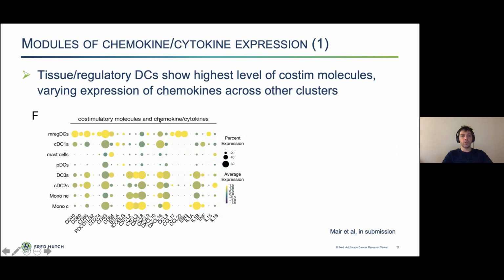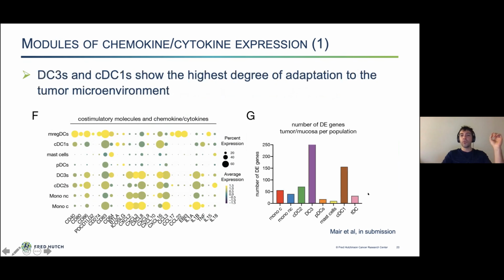So it really seems to be that all these different subsets are having very specific functions, which is maybe not too surprising. What we were surprised by though is when we looked at the number of differentially expressed genes within each of these populations, comparing the tumor and the mucosa, and we found that there were only two populations that showed a relatively large change in their transcriptional signature. And these were actually the DC3s and the cross-presenting DC1s.